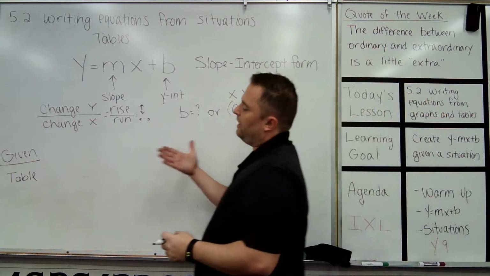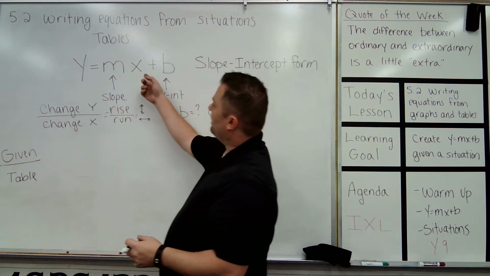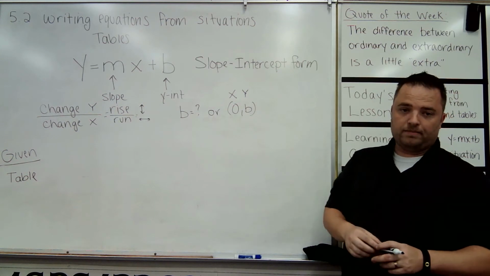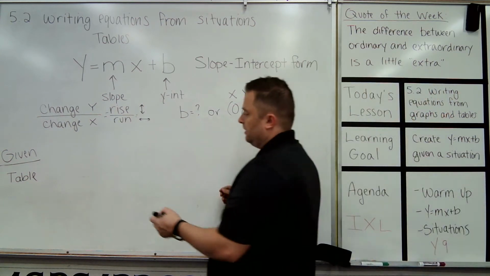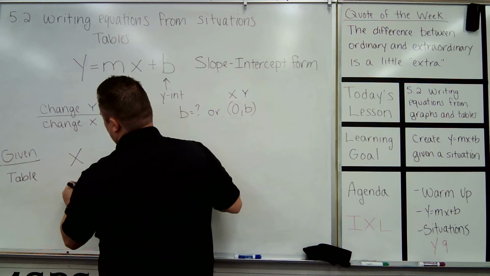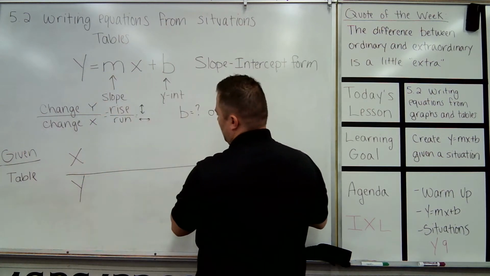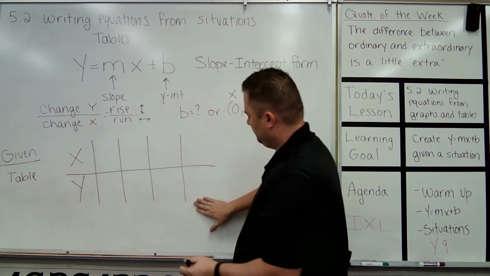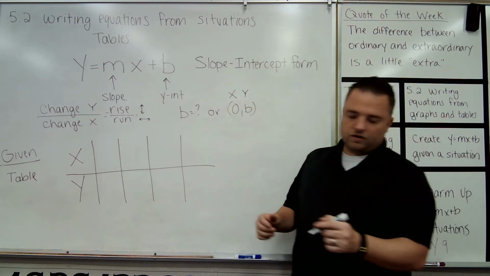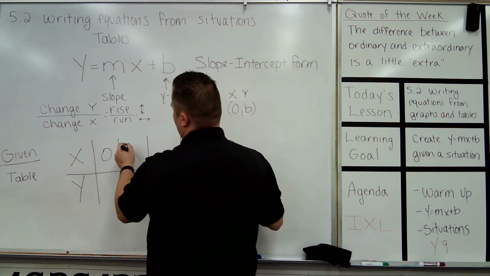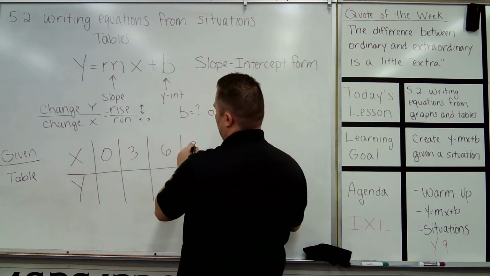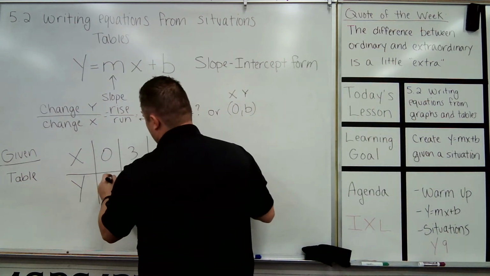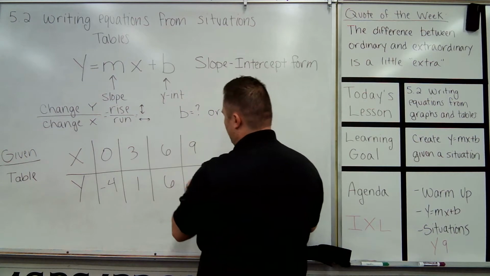If I give you a table, could you create an equation that looks like y equals mx plus b, in slope-intercept form? Well, let me give you a table. Let's find out. Here's an x. Here's a y, and we'll create a table. So we're going to have 0, 3, 6, 9, and then we're going to have -4, 1, 6, and 11.